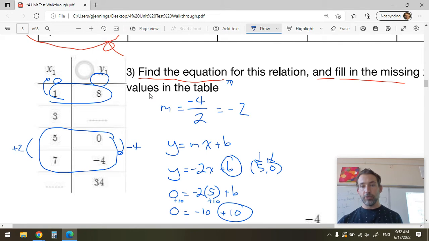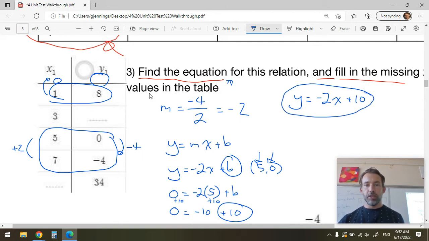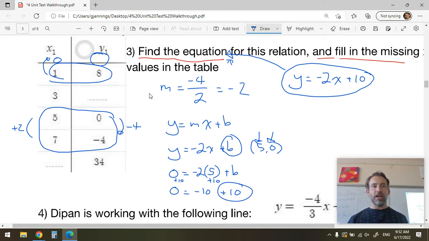So now I know I have done the first thing, finding the equation for this relation. I need to write this out. Some of you don't write this out. You need to write it out. y equals -2, which is m, multiplied by my inputs x, plus 10, which is b. Circle it. Put an arrow towards it: I found the equation, Mr. Jennings. Just make your test easy for people to mark, and they'll be happy as they mark your stuff. Okay?